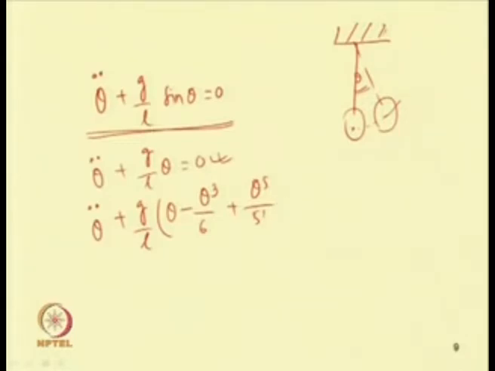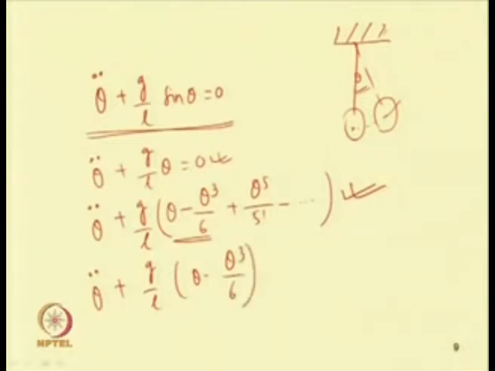So, by taking only 2 terms, we have a system with cubic nonlinearity, and if you take up to 3 terms, then this will be a system with quintic nonlinearity. So, this system has cubic and quintic nonlinearity, and if we limit the system up to the second term, then this becomes theta double dot plus g by L theta minus theta cubed by 6. So, these two are conservative systems, as we are not considering damping in these systems.